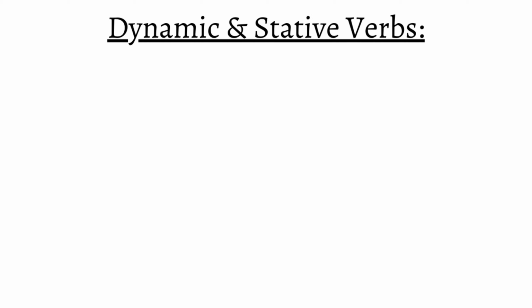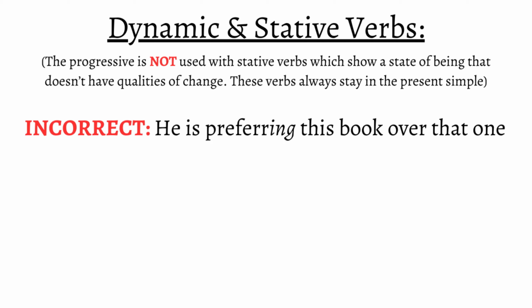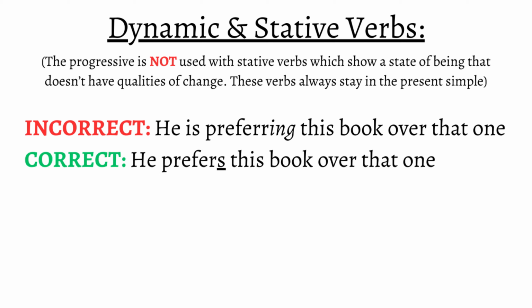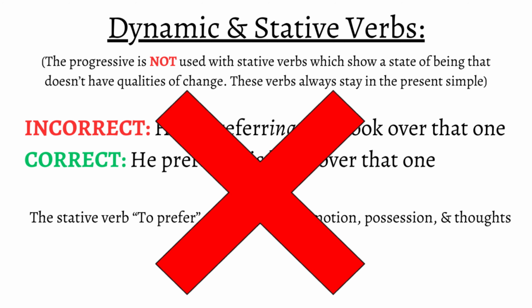Finally, I would like to cover just a few last points about the progressive, such as when to not use it with common stative verbs, alongside common dynamic verbs. The progressive is not used with stative verbs which show a state of being that doesn't have qualities of change. These verbs always stay in the present simple. An example of that is he is preferring this book over that one, which is incorrect in the progressive. The proper way to say it is he prefers this book over that one, because the stative verb to prefer shows opinion, emotion, possession, and thoughts, none of which can be expressed in the progressive.